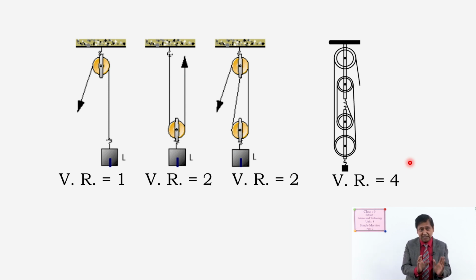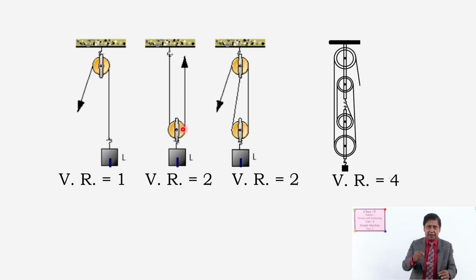But by the way, look at another point also. Here number of pulley is 1, VR is 1. Here number of pulley is 2, VR is 2. Here number of pulley is 4, VR is 4. It means number of pulley also represents velocity ratio. And this case is exception. How exception? Here we have only one pulley, but its VR is 2.